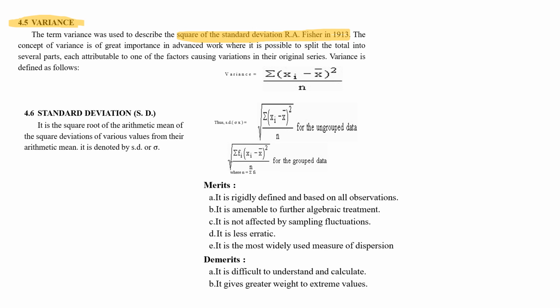It was found out by R.A. Fisher in 1913. So variance is equal to summation of xi minus x bar the square divided by n. Standard deviation is the square root of the arithmetic mean of the squared deviations of various values from the arithmetic mean. It is the square root of the arithmetic mean of the square of the deviations of various values from the arithmetic mean.